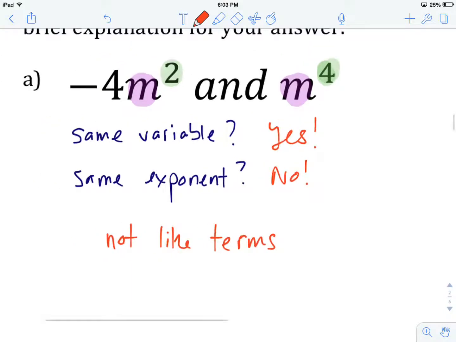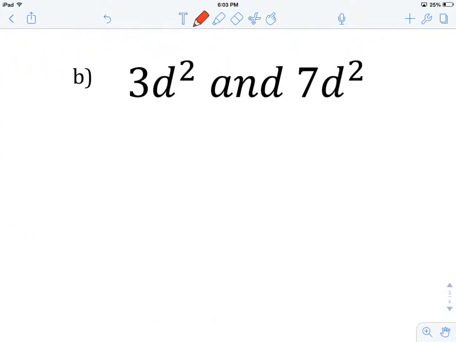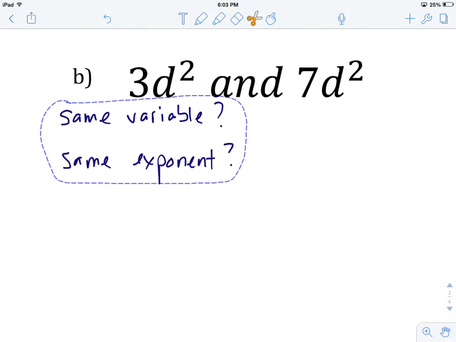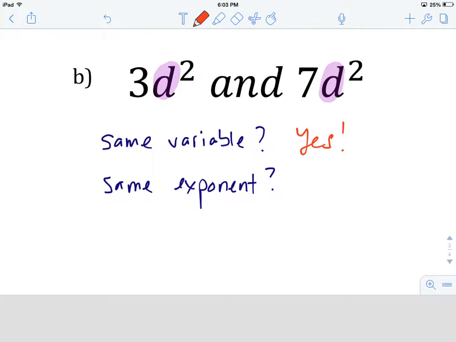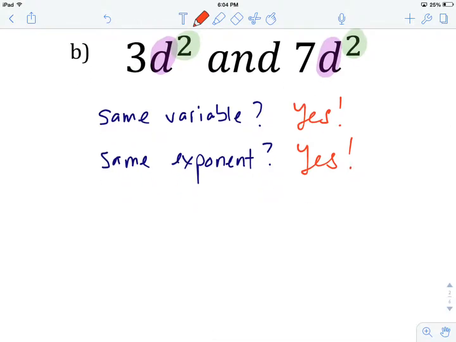So hopefully you got that first one. Let's go try one more here. Hit pause on the video. You think you got an answer? Come on back and we'll see how you did. Okay, here we are. Same as before, we are going to see same variable. So the variable in our first term, d, variable in our second term is also d. So we are at yes so far. Same variable, yes. Let's look at that exponent now. Exponent in the first term, 2. Exponent in the second term, 2. All right, so we've got 2 yeses here. Therefore, we are talking about like terms. These two terms are alike.